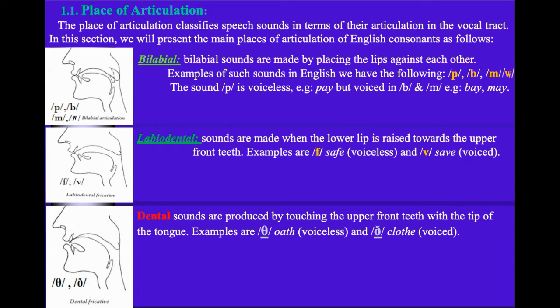save. Dental. The dental sounds are produced by touching the upper front teeth with the tip of the tongue. Examples of such sounds are th, which is voiceless, like in oath, and th, which is voiced, like in clothe. You must notice that clothe is a verb. When you have the word as a noun, it is pronounced cloth, with the voiceless th. The same for bath and bathe. Bath as a noun, bathe as a verb.